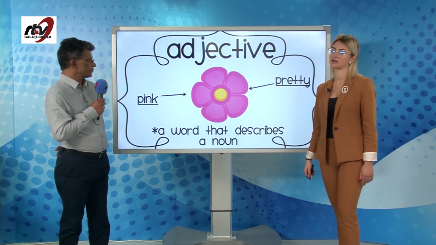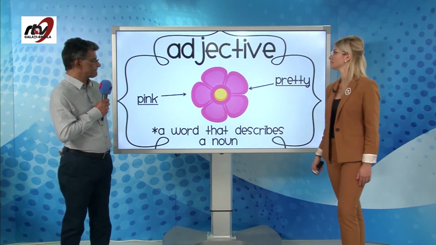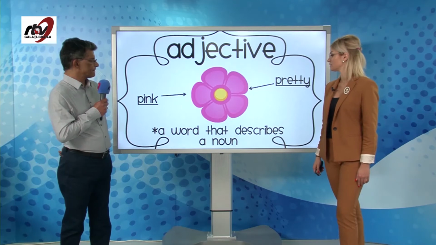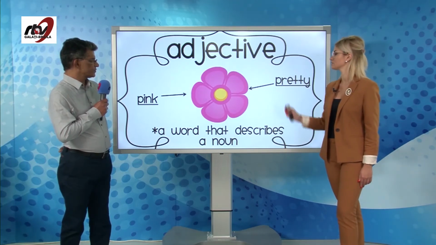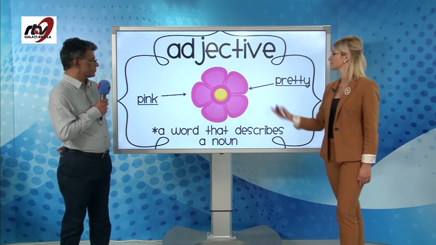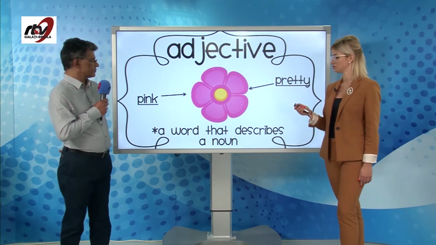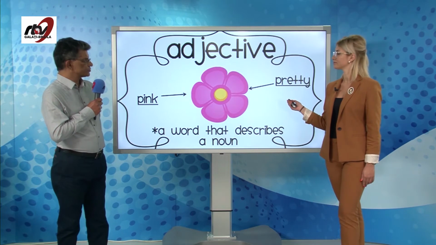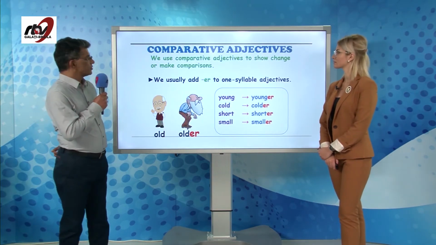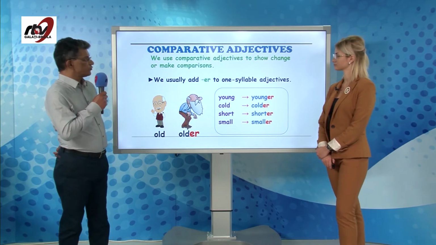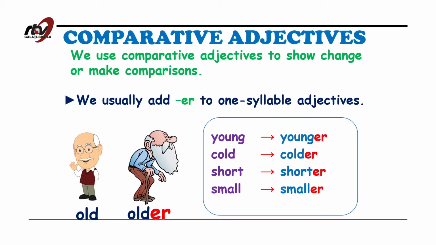But let's start with the definition of the adjective. What is an adjective? It is a word that describes a noun. And we can see here a flower that is pink and pretty. 2 adjectives. Now we have comparative adjectives. We use comparative adjectives to show change or to make comparisons.